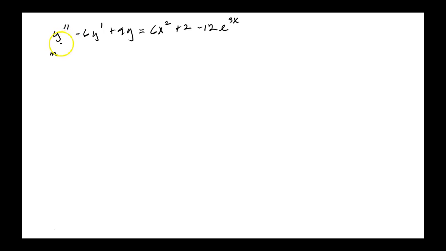Okay, he's already got that. It's m squared minus 6m plus 9 is equal to 0, which is m is equal to minus 3 and minus 3. Okay? m is equal to plus 3 and plus 3. Right? m minus 3 squared is equal to 0. So what would that give you as a complementary solution?